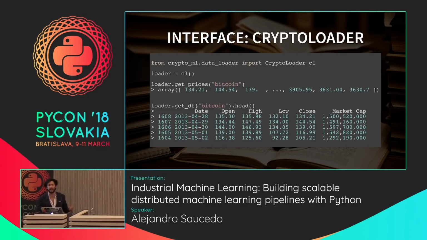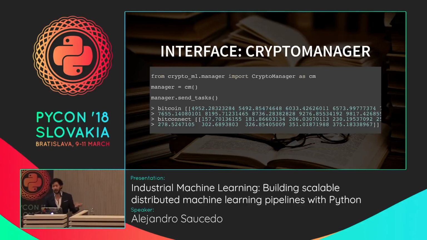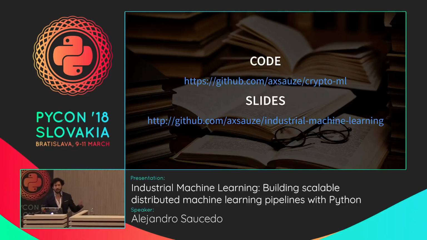Basically, we will have these supporting tools. This is basically just a data loader that will load all of the cryptocurrency data sets in a pandas data frame and allows us to just get the prices and whatnot. As well as a manager that will allow us to send all of this for distributed computing. And the code will be on my GitHub if you want to reach for it later. That is my GitHub, so feel free to check all the repos.